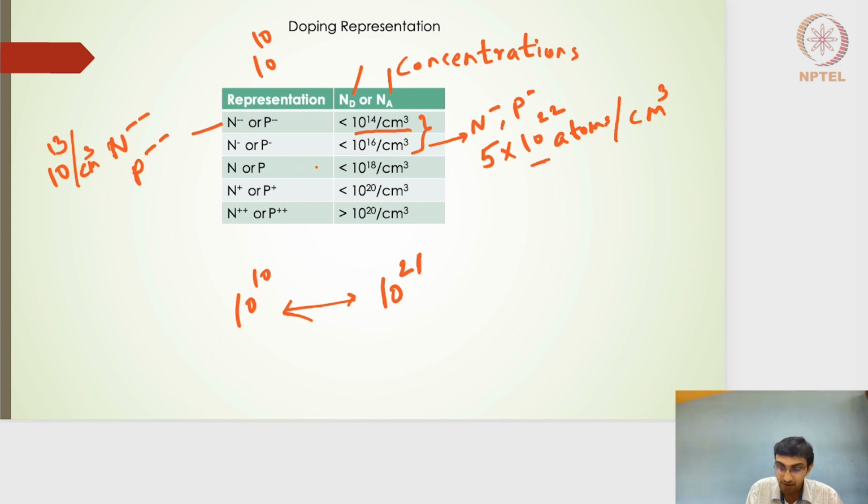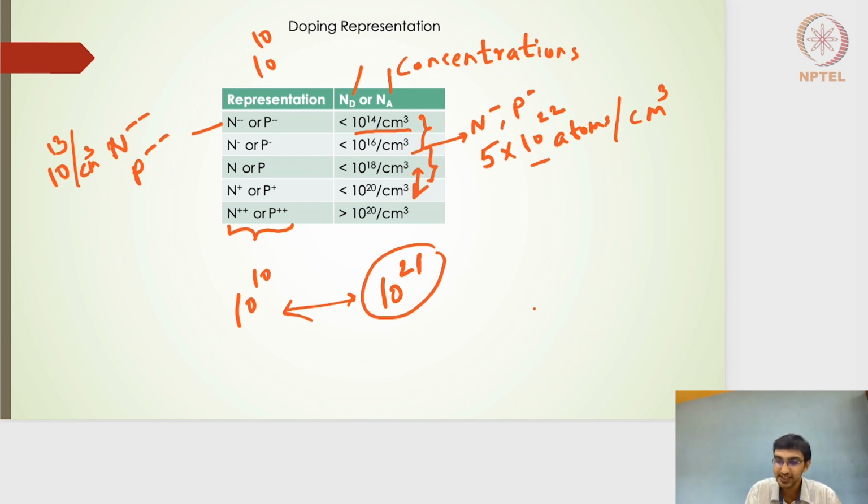We call it N or P if it is between 10 raised to 16 and less than 10 raised to 18. Similarly, N plus or P plus if it is above 10 raised to 18 and less than 10 raised to 20. And if it is above 10 raised to 20, of course we can go till 10 raised to 21, we call it N plus plus or P plus plus.